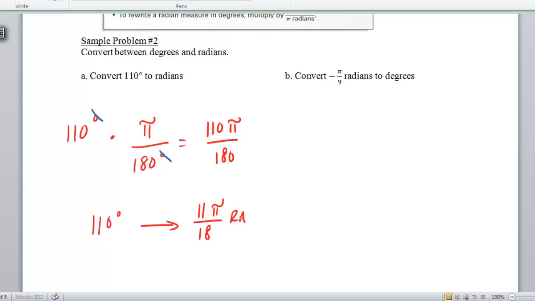And of course, it's not necessary for you to put radians on the back end of it. It's kind of understood, especially being written in terms of pi. But if you wanted to put a unit of measure, you could use RAD in short.